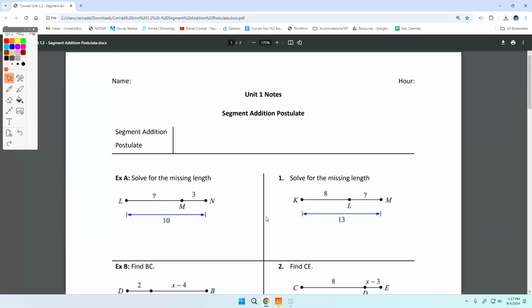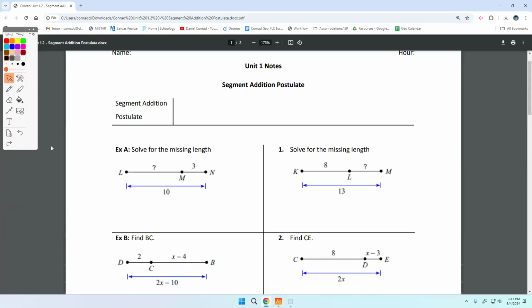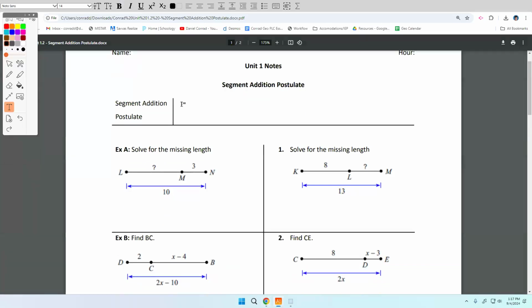All right, this is the notes for segment addition postulate. So first we have to fill in what the segment addition postulate is. The segment addition postulate says if three points are collinear, we'll just use A, B, and C, but it could apply to any letter you choose.